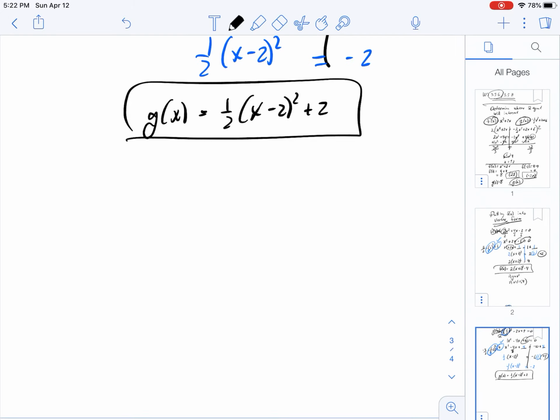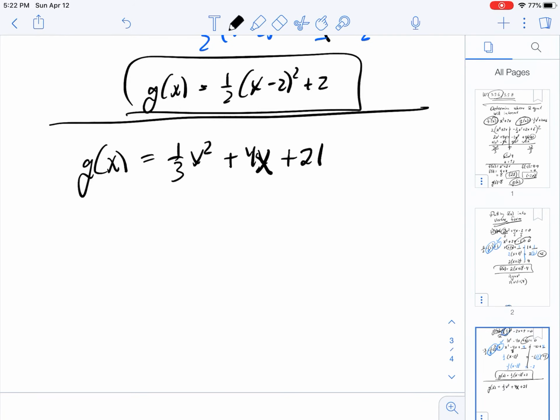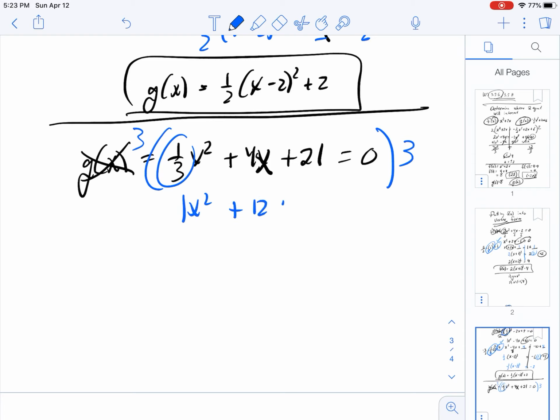All right, so let's say we have g of x equals 1/3 x squared plus 4x plus 21. Cross it off, set equal to 0. I've got to get rid of my fraction, plus I need a 1 there. So simultaneously, by multiplying by 3 and doing both pieces, I'm going to get 1x squared plus 12x plus 63 equal to 0.